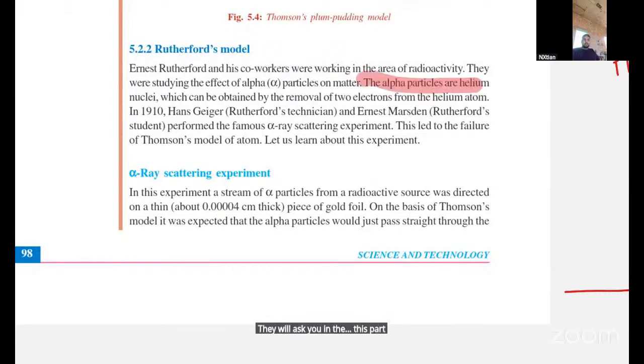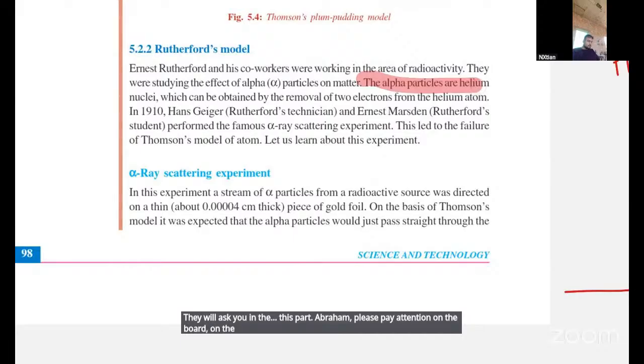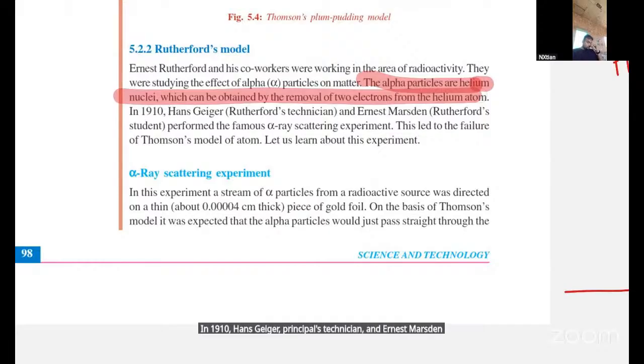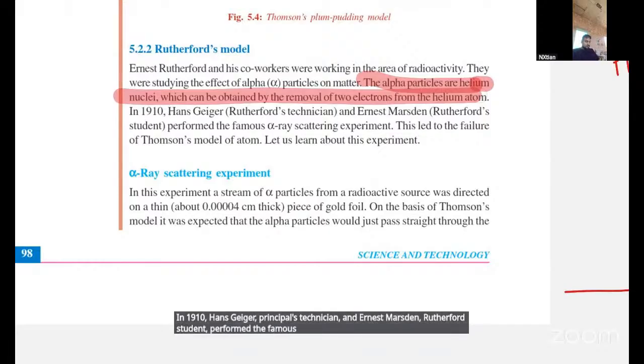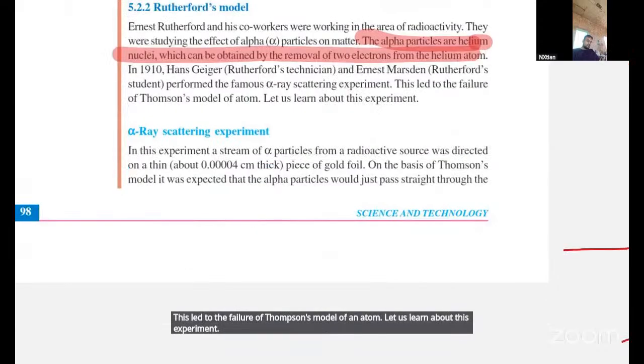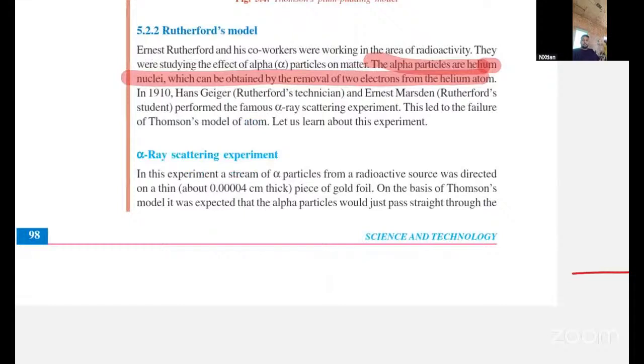Abraham, please pay attention to the board, to the class. Don't look here and there. In 1910, Hans Geiger, Rutherford's technician, and Ernest Marsden, Rutherford's student, performed the famous alpha ray scattering experiment. This led to the failure of Thomson's model of an atom. Let us learn about this experiment. Alpha ray scattering experiment.